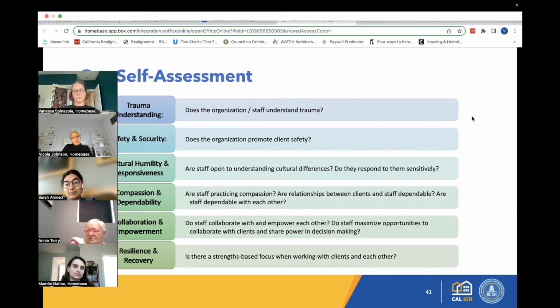And then for resilience and recovery, is there a strengths-based focus when working with clients and each other? What I want to point out here is that there are a lot of questions targeting the staff within the organization, completely separate from the client. And that's not by accident, right? That's because in order to really consider the whole person and look at things from a trauma-informed care approach, we've got to be thinking about the policies and practices that we implement on an organizational level.